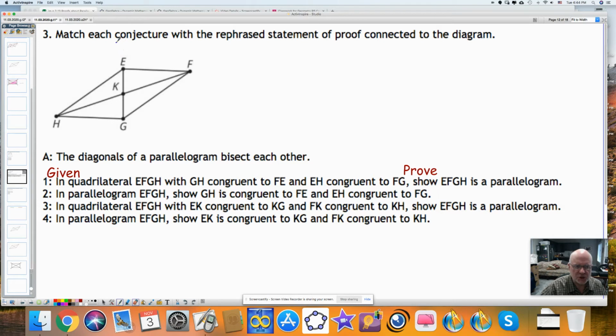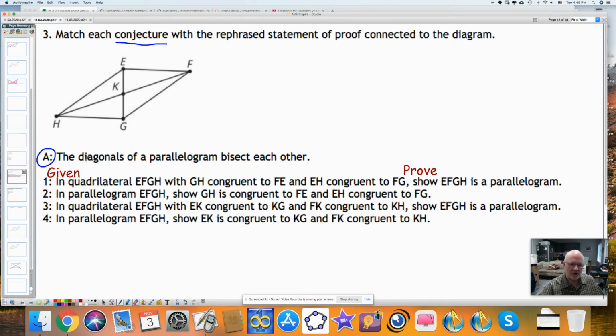Let's see. Match each conjecture. Each one of these is a conjecture with the rephrased statement of proof. In the conjecture, we give this general idea, but when we write it as a proof, we usually have a given and a prove statement. They say "show" in this, and that's the same idea. I would prefer to see given blank, prove blank.